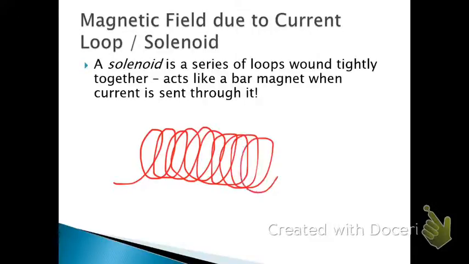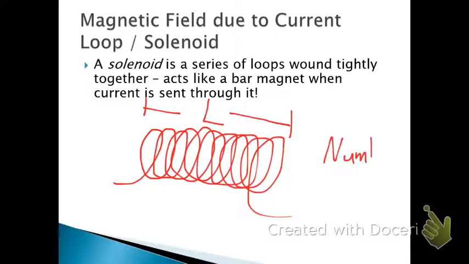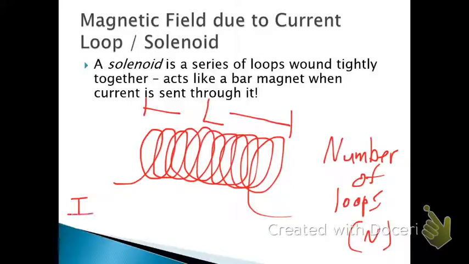Loop after loop after loop, building on itself. So I end up with a loop set of wire with some length L, a certain number of loops, which I'll just call N, and some current going through it, which will just be I. And what I ultimately get is a magnetic field that closely resembles that of a bar magnet.